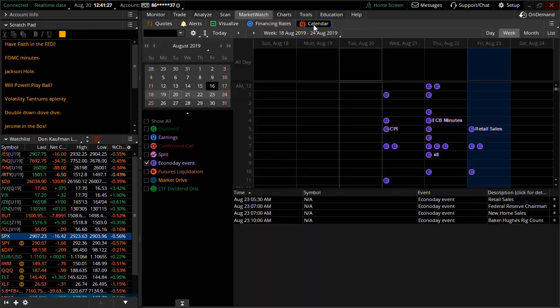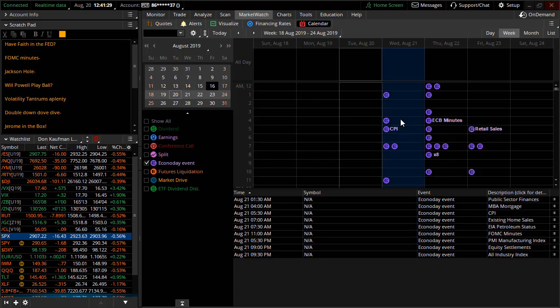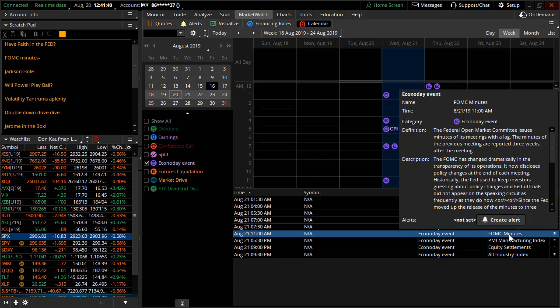Come over here to the Market Watch. I'm actually going to pop into the calendar. First and foremost, on Wednesday, we will be dealing with a petroleum status report. That'll be exciting. Now, what we're actually looking at is the FOMC minutes. The marketplace right now isn't really pricing a whole lot of risk into the FOMC minutes.